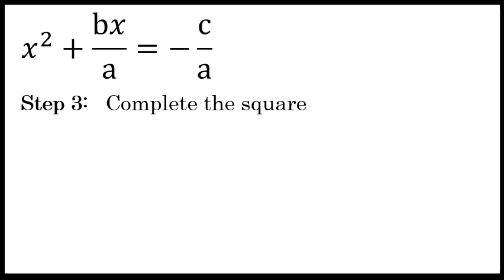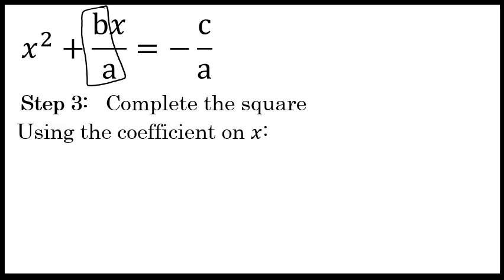That brings us to perhaps the most important step in this proof, and that's where we're going to complete the square. Completing the square is a process that can be done on any quadratic, and it will allow us to factor the quadratic as a perfect square, as some quantity squared. This can be accomplished using the coefficient on the linear term in the quadratic, and in this case that coefficient is b over a.